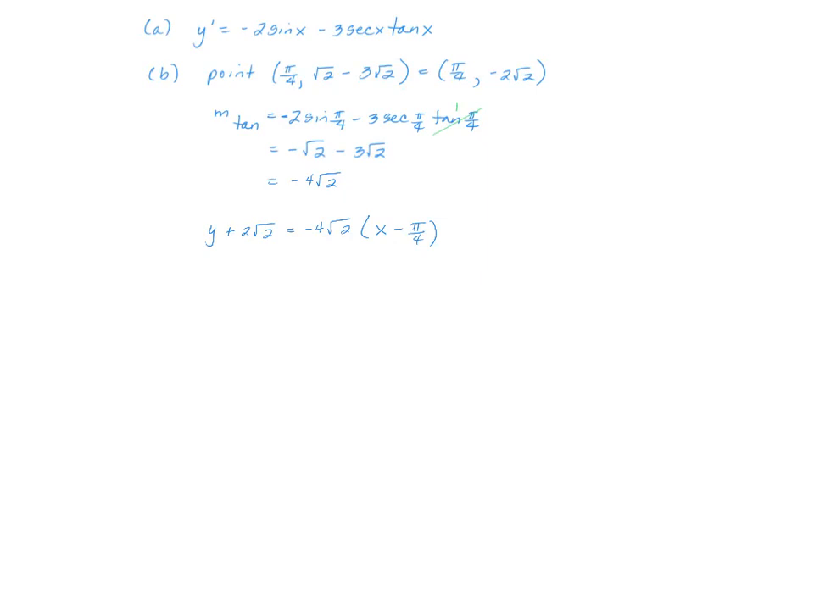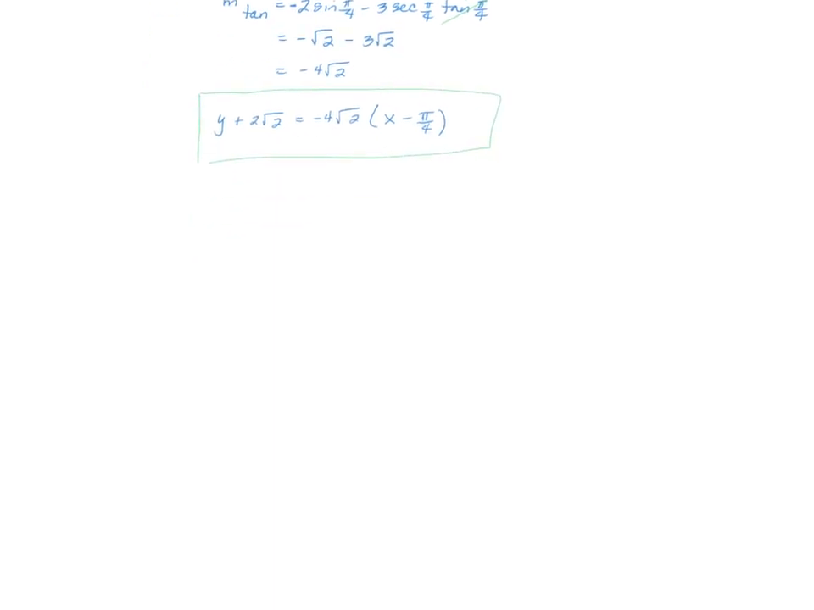So there's no point in actually writing this in slope-intercept form. But if you did solve for y and write it in slope-intercept form, it would be negative 4 square root of 2 x plus pi times the square root of 2, the 4's would cancel, and then minus 2 square root of 2. That's the best you can do. Okay, so that's it for derivatives of trig functions.